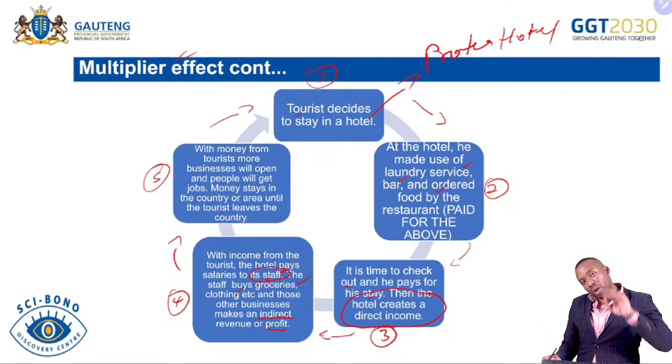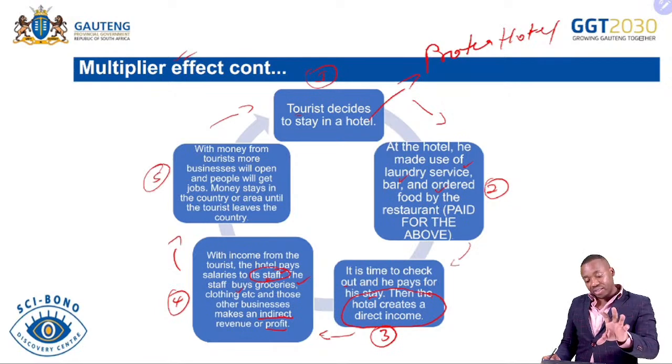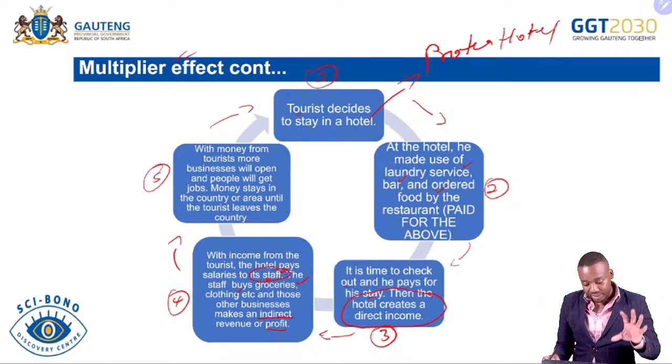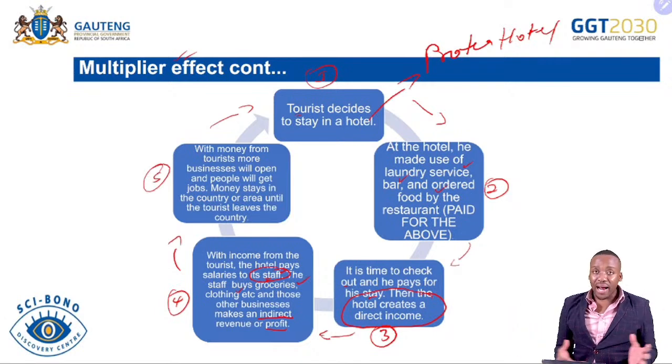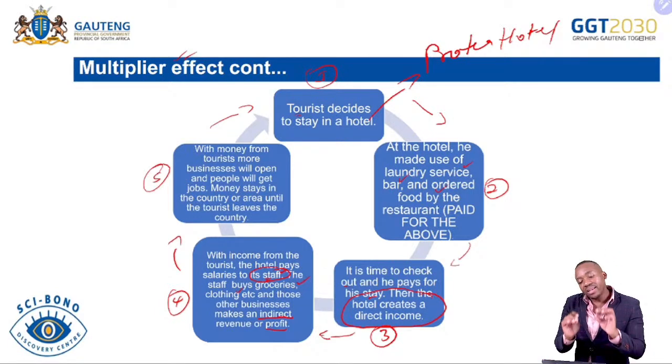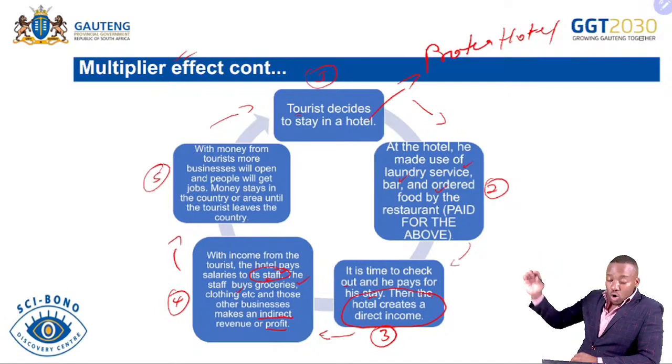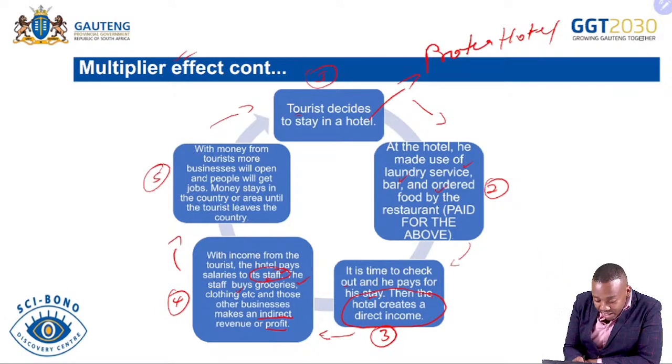Then the money is flowing from the hotel to the employees. Then it is flowing from the hotel staff to what? To the grocery stores, to the clothing stores. Maybe they need fuel, then it will go there. Maybe they need to pay school fees. Then those other people are benefiting from that money. They are benefiting how? Indirectly. Then we are saying this can become a very long chain up until the tourist leaves the country.